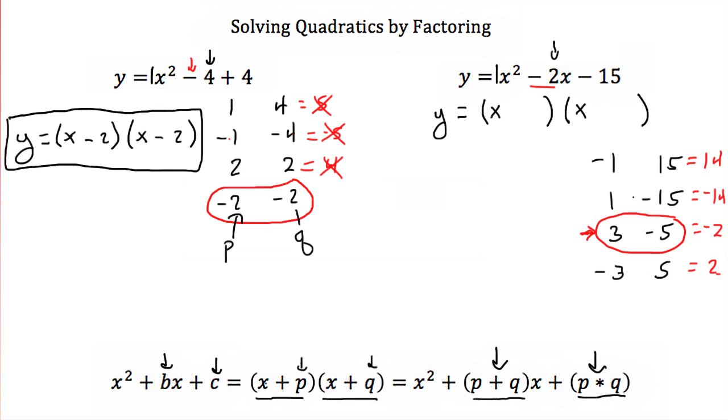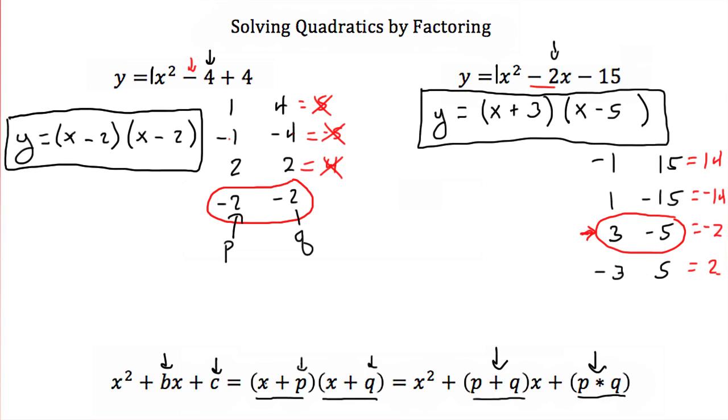So now that we found those, it's a positive 3 and negative 5. We just put in a plus 3 and a minus 5. So this is our factored form of y is equal to x squared minus 2x minus 15.